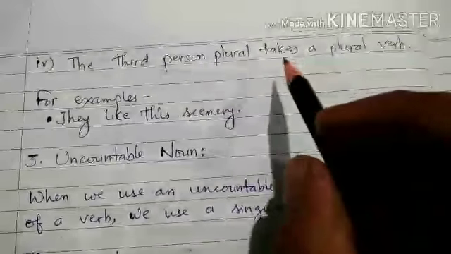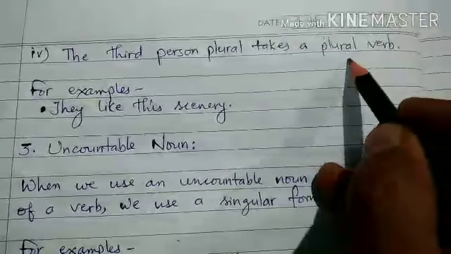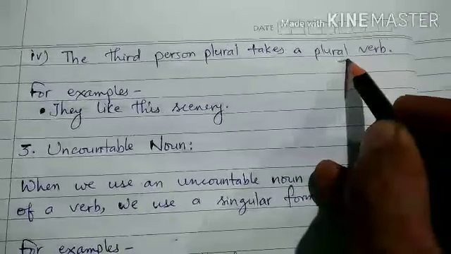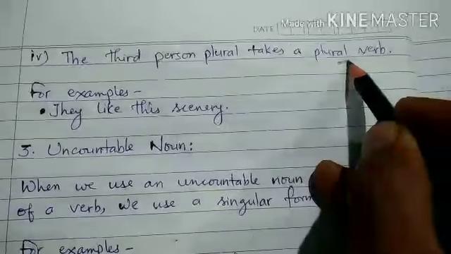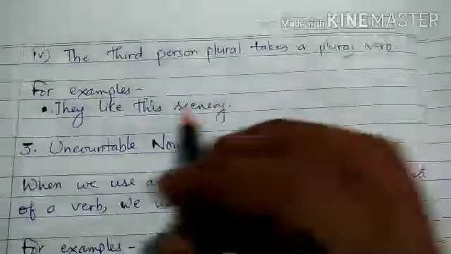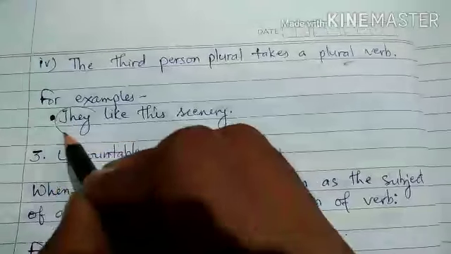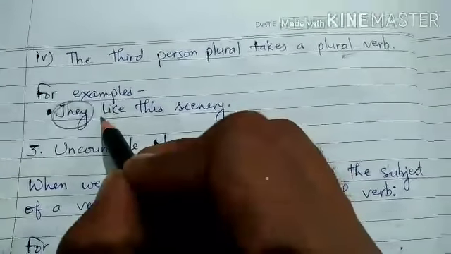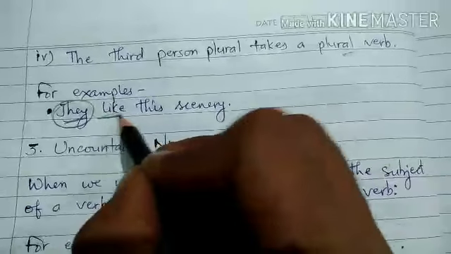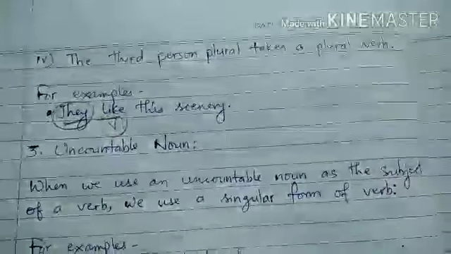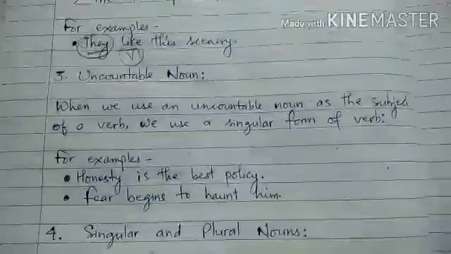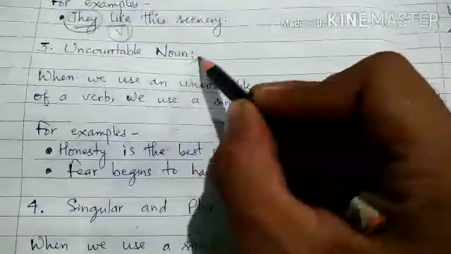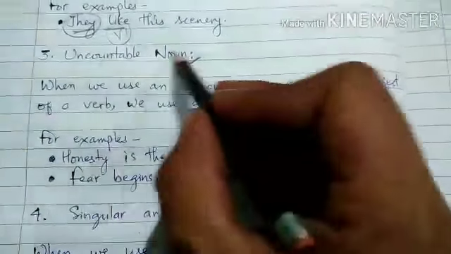The third person plural takes plural verbs. If the third person plural pronouns are used as the subject, we have to use a plural verb. Like they, the third person plural personal pronoun. So, they like this scenery: they is plural, like is a plural verb. Understood? Now come to the next concept in subject-verb agreement, that is uncountable nouns.